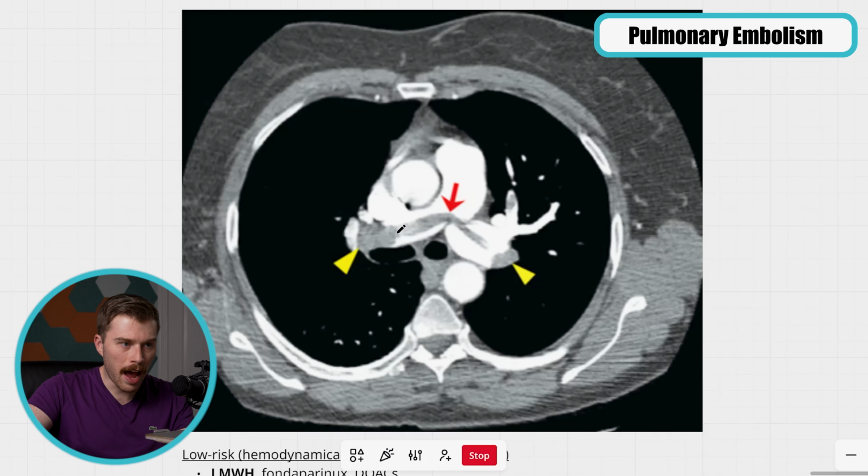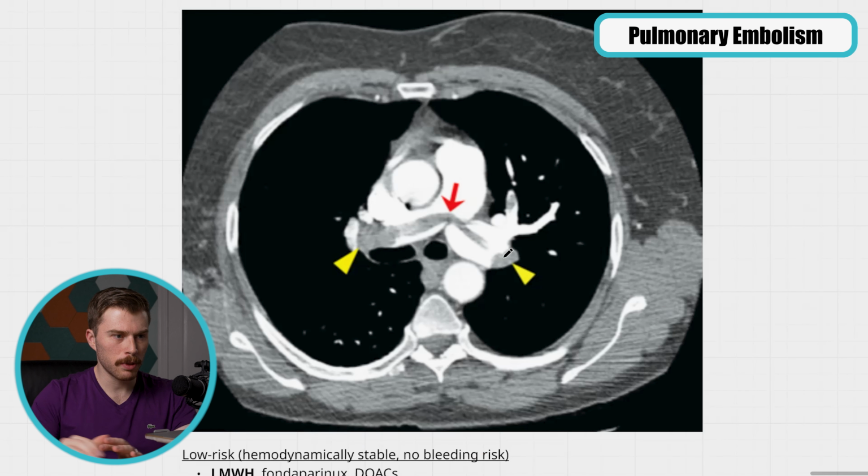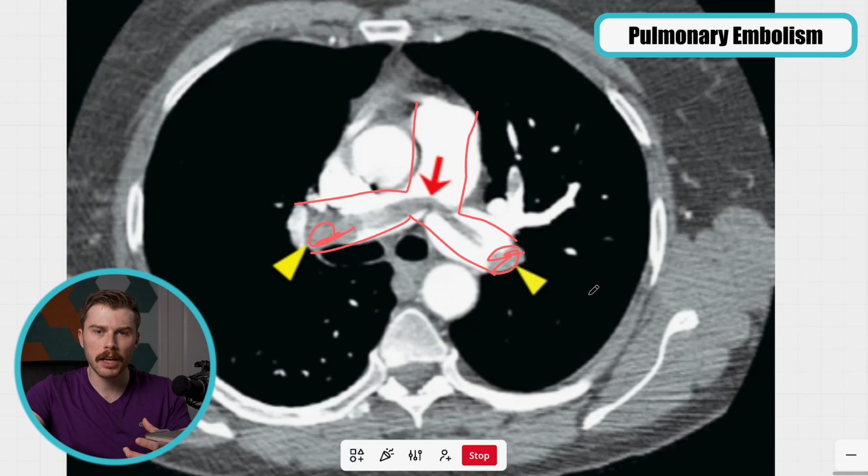Sometimes it's not this obvious. They don't give you this nice, clear line. If they do, obvious pulmonary embolism, but just look for this kind of T shape telling you we're looking at the pulmonary trunk and pulmonary arteries, and then look for some dark spots. If you see those, you're probably looking at a pulmonary embolus.